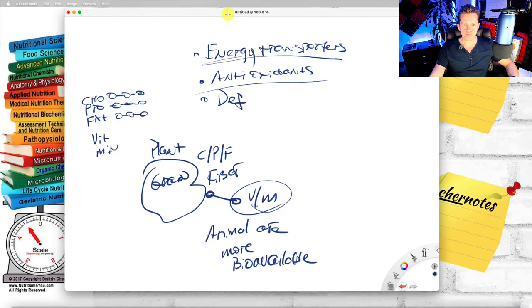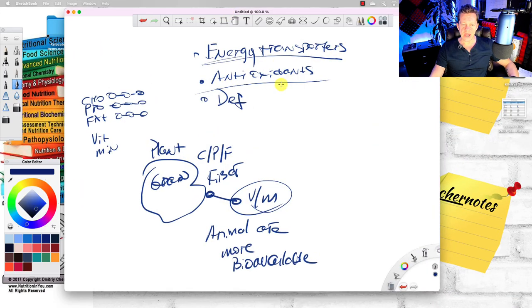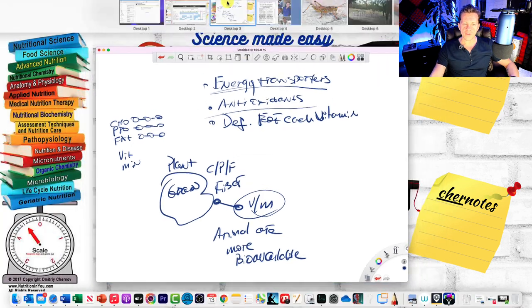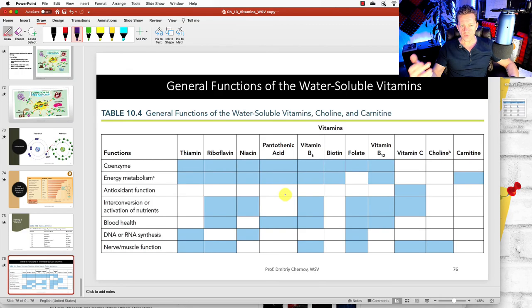And antioxidants. So to summarize that: energy transporters, antioxidant, and deficiency for each vitamin. Know the name of a deficiency for each vitamin, and know the deficiency that a person can get if they're deficient in that particular vitamin. So this chart is pretty simple. Coenzymes, transportation of reactions, right? Or transferring energy. All of them except vitamin C. Pretty simple, right? All of them, coenzymes.